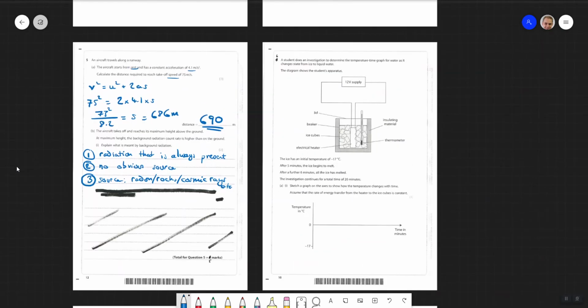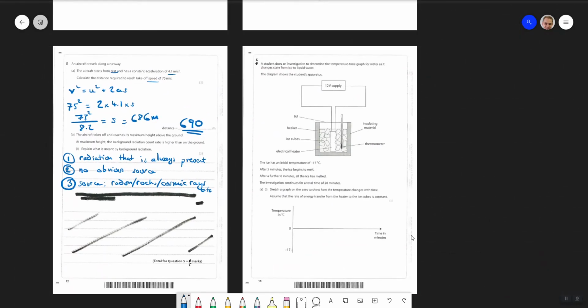Okay, that we didn't do. Number 6, nearly there. A student does an investigation to determine the temperature-time graph of water as it changes state from ice to liquid water. The ice is at an initial temperature of -17. After 5 minutes, it begins to melt. After a further 6 minutes, all the ice is melted. Sketch a graph on the axes to show how the temperature changes with time. Assume that the rate of energy transfer is constant.